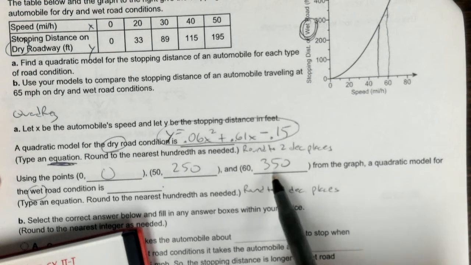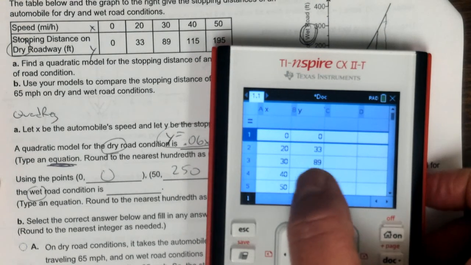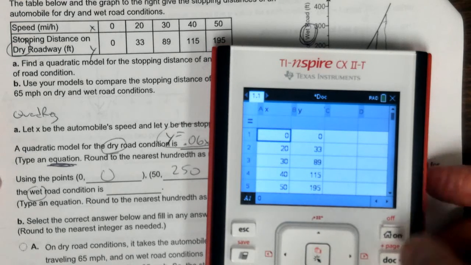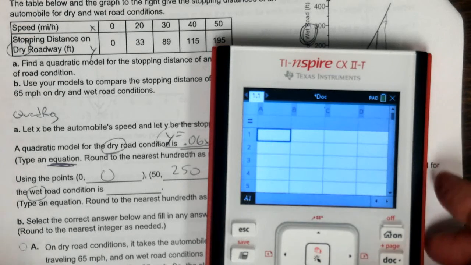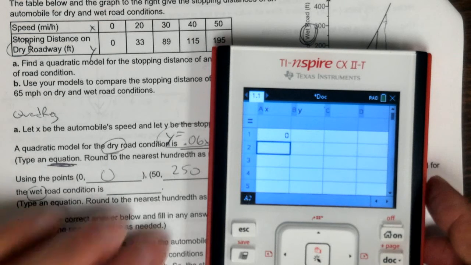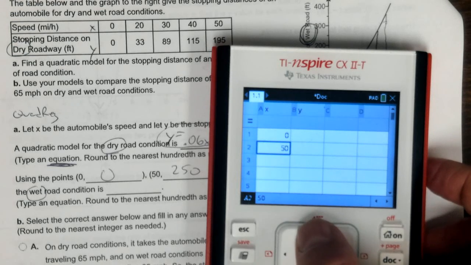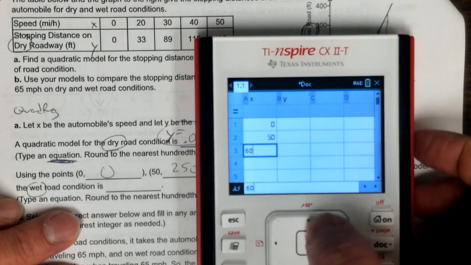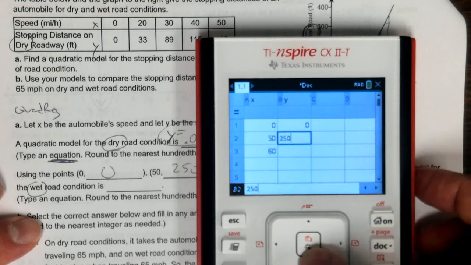So this one only has 3 points, and again, if you were to just try to type over it, you get error messages, probably like a dimension mismatch. So just start a new one again, and go X here, Y here, 0, 50, and 60. And then for this side, you get 0, 250, and 350.